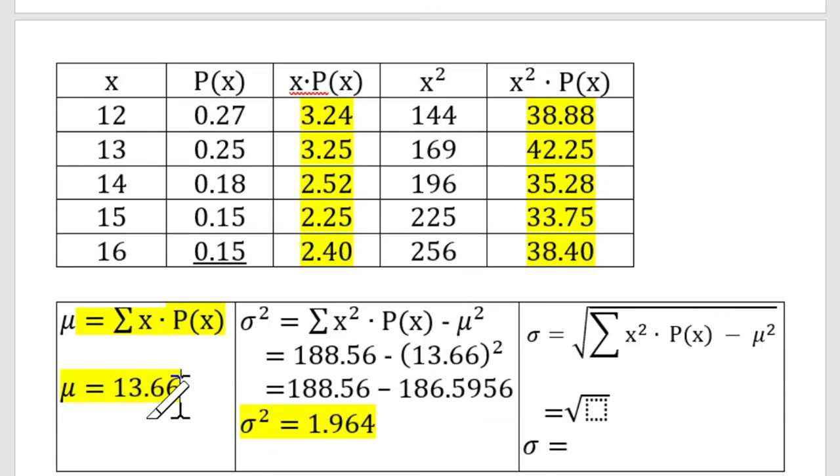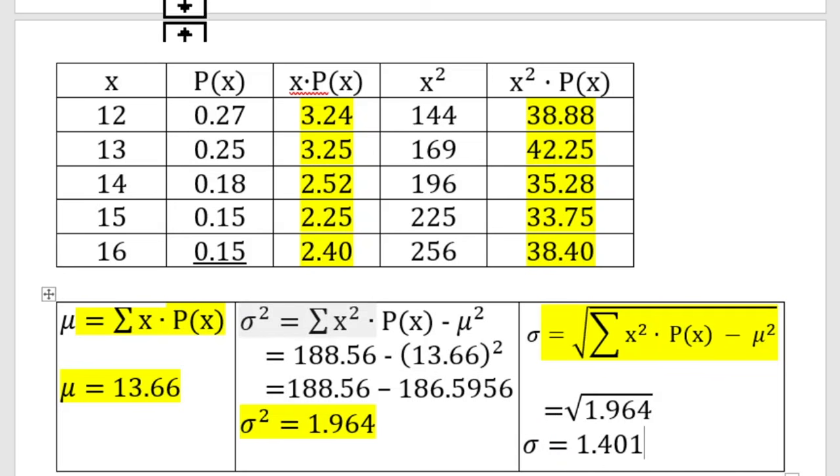Let us highlight the value of our mean. Now, to determine the standard deviation, we simply get the square root of our variance. Our variance is 1.964, and we input it here, the square root of 1.964, which is equal to, the standard deviation now is 1.401. We have calculated the value of the mean, the variance, and the standard deviation.